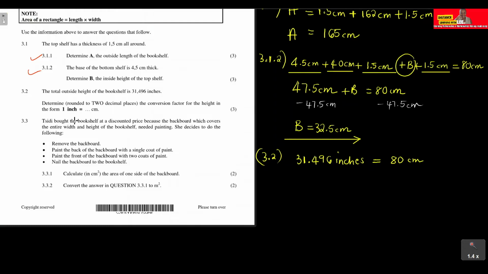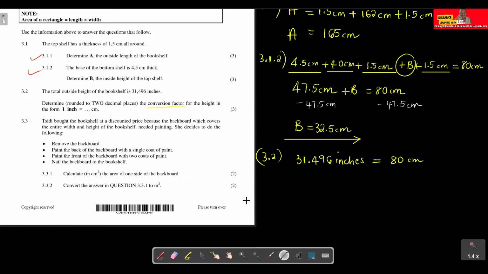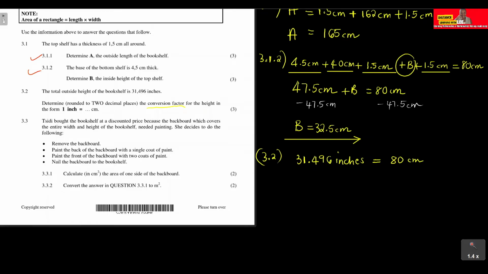But remember, they're saying that you now need to write down the conversion factor in terms of 1 unit is to something centimeters. We've already started this, but we want it to be in the form of 1 unit is to something centimeters.